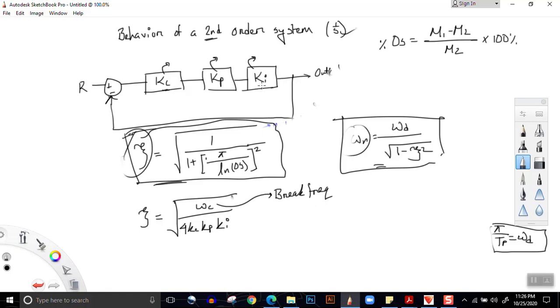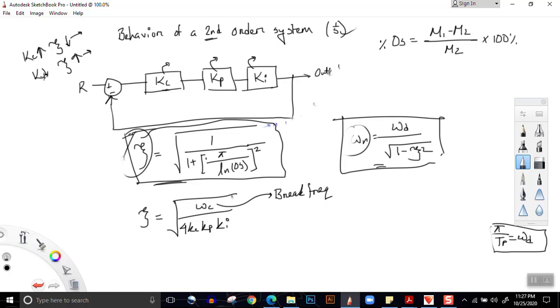We have no control over Ki and Kp. We have control only over Kc. Omega c is also plant dependent, so we don't have control over that. So if we increase Kc, the value of zeta will decrease. If we decrease Kc, the value of zeta will increase. If Kc is increased, zeta will decrease and the system would be underdamped. If Kc is decreased, zeta would increase, and the system will become critically damped to overdamped.